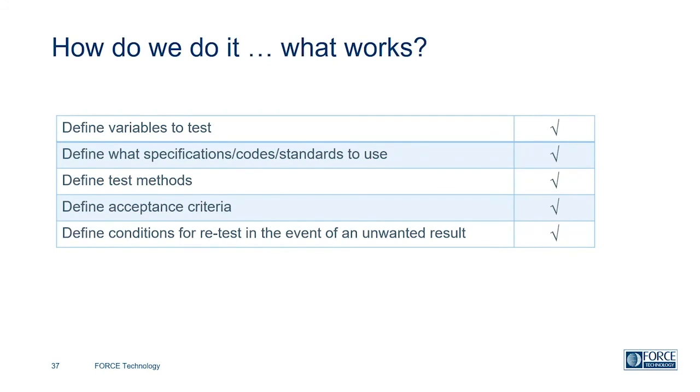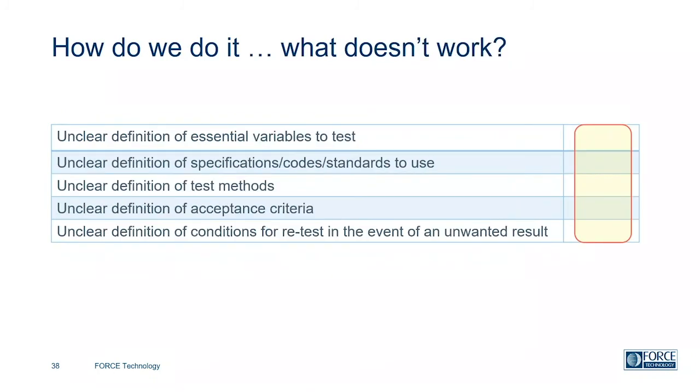Then how do we do it? What will work? Well, you need to define your variables to test. Then you need to define the specifications and the codes and standards that you want to use. You've got to define the test methods, the acceptance criteria, and then what to do if you have an unwanted result. And in this case, all of these have to be very specific. If you start with this, then you take away confusion and gray areas if you are very specific in what it is that you want to do.